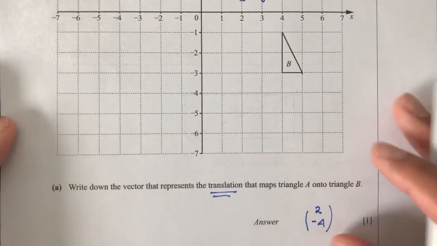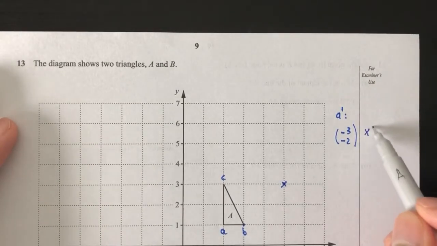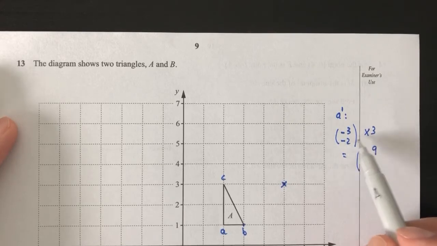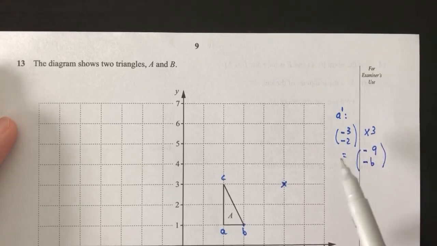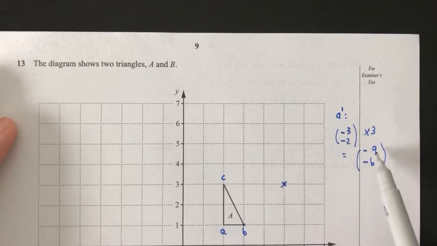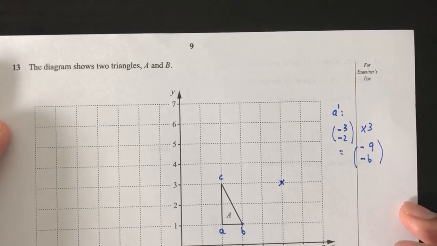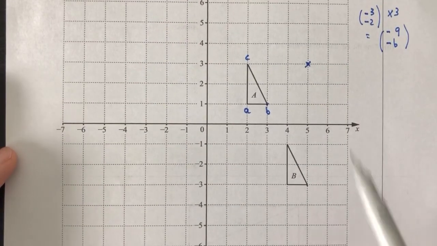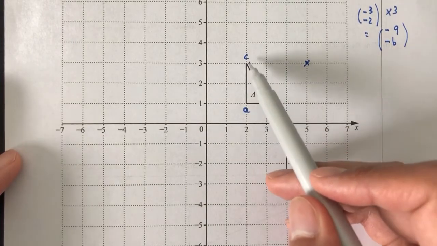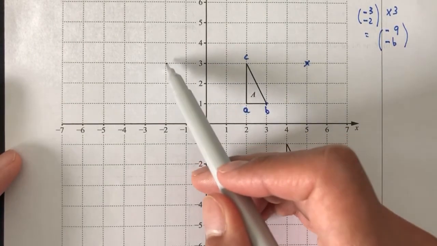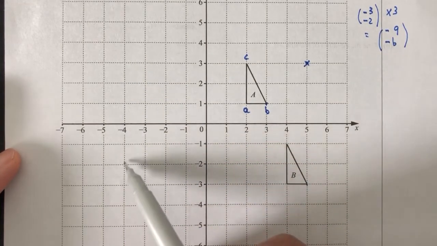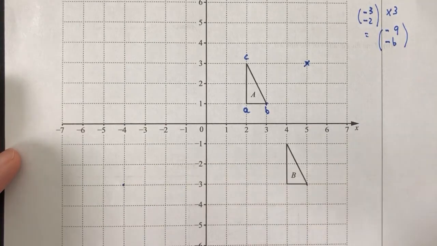Now we have a scale factor of 3, so we have to multiply this by 3. Minus 3 times 3 will be minus 9. Minus 2 times 3 will be minus 6. So the image of A will be at this point from the center. So let's find the point A dash. It will be minus 9, minus 6. We have 1, 2, 3, 4, 5, 6, 7, 8, 9, and minus 6: 1, 2, 3, 4, 5, 6. That's the point A dash.